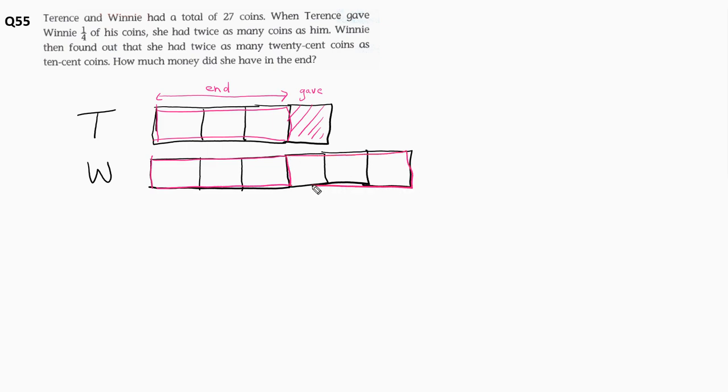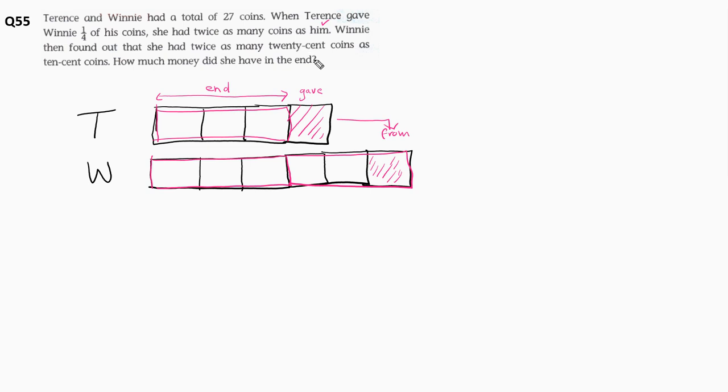So this is what she got from Terence. Okay, there we go. Right, let's see where we are now. I think we've captured that. That's great. Winnie then found out she had twice as many 20-cent coins as 10-cent coins.